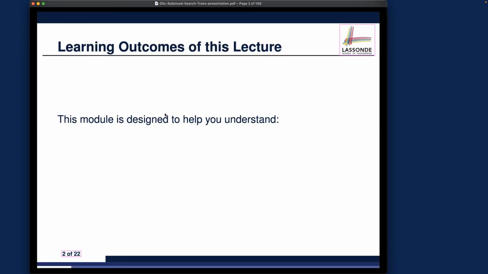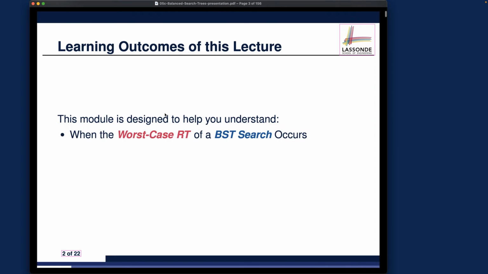Let's now go over some learning outcomes for this week, and then we'll move on to talking about the balance property, and then see how we can maintain balance. So we hope you will understand, number one, when the worst case running time of a binary search tree search occurs. That's mainly a brush up from what we had earlier. We won't go into the algorithmic details of how you perform a search, but we want to review quickly what can happen in the worst case.